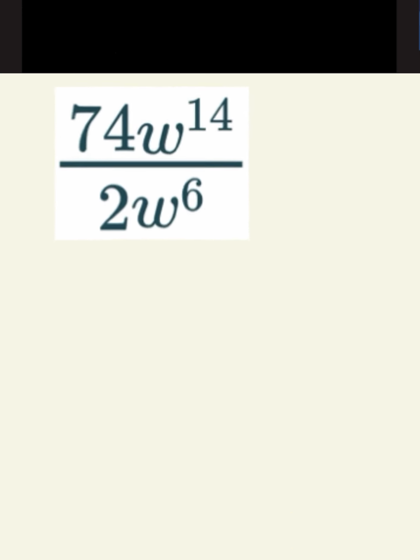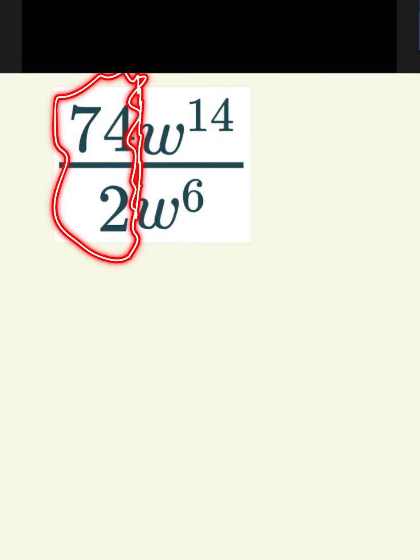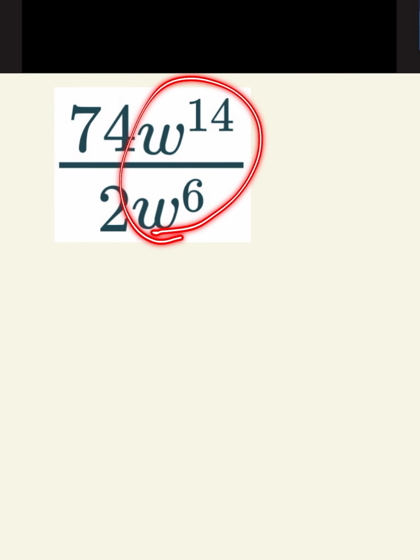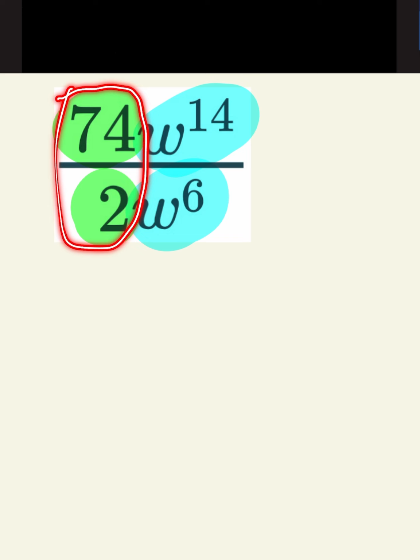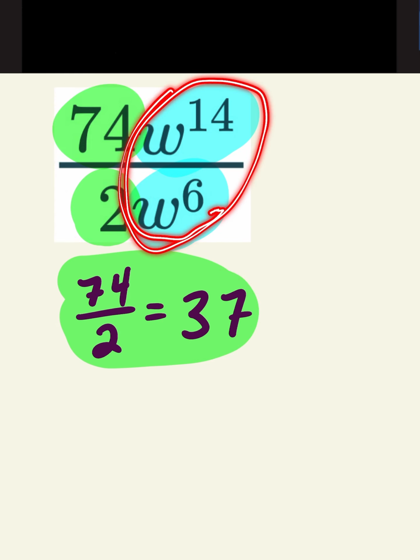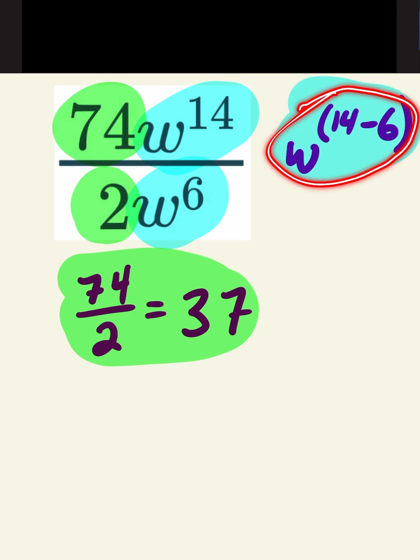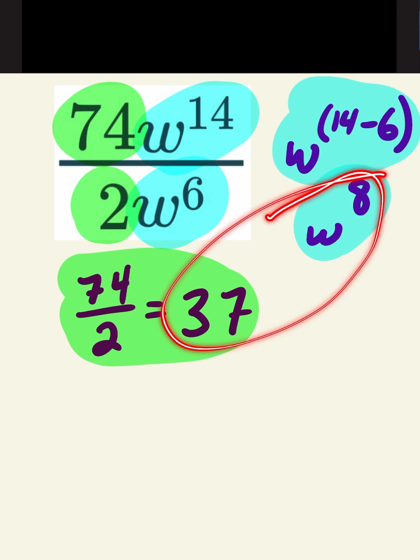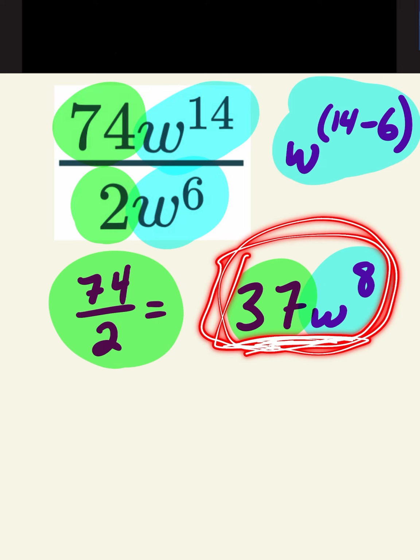Let's work through this one next. Pay close attention to when you have numbers in front, coefficients, as well as variables, because those will both do 2 different things. Your numbers will just divide like normal, and 74 divided by 2 is 37. Just like your last example, we're going to subtract the exponents for variables. So this becomes w to the 14 minus 6, which is w to the 8. Now I put both these 2 answers together, and so that's our final answer for this one.